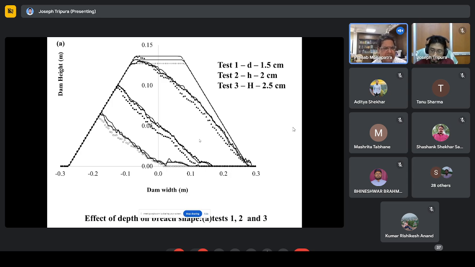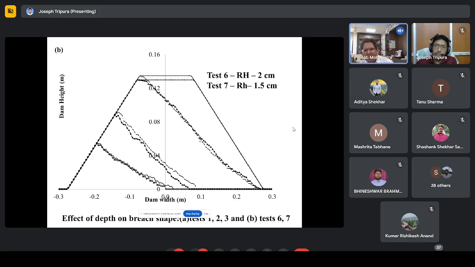So let us see some results. This is the effect of depth on bridge shape. You can see these are 3 different depths, 1.5, 2 and 2.5, with time, how it propagates. You can see a lot of difference between the first 2 sets of lines. But in the third set, it was almost same. All the 3 shapes, their eventual results were same. But in the first two things, it was different. So let us go to some other results next.